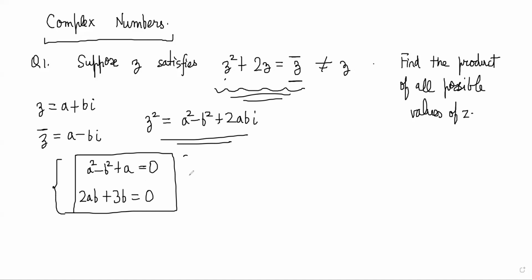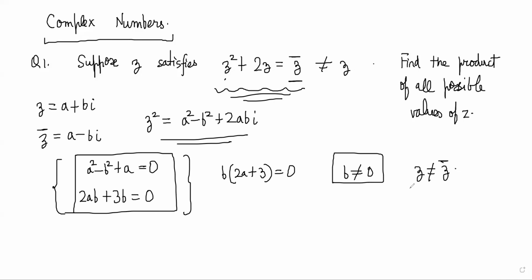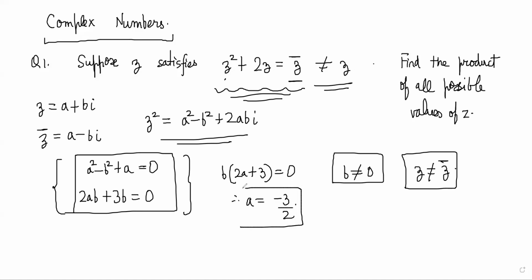Now from here, we can deduce that b times (2a plus 3) is equal to 0 and b is not equal to 0 because z is not equal to z conjugate. That is given in the problem. Therefore, b cannot be 0. The complex number cannot be a purely real number, right? So therefore, you get a is equal to minus 3 by 2. And once you get a is minus 3 by 2, you can put that in this equation and solve for the possible values of b. And b will come out to be plus minus root 3 by 2.